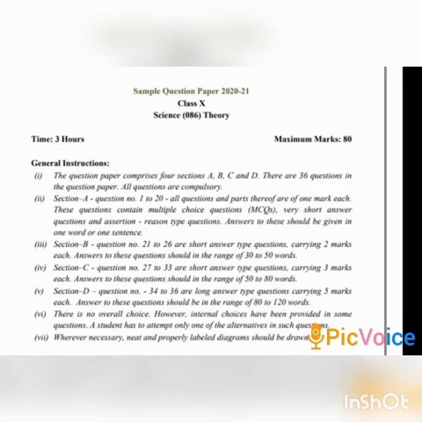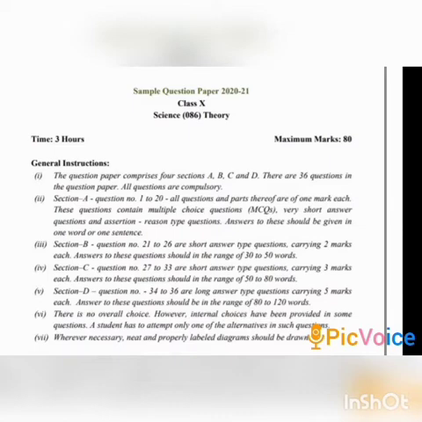Section B, short answer type 2 mark questions. Question number 21 to 26 are Section B. And Section C, that is question number 27 to 33, are short answer type questions but 3 mark questions. Section D, that is question number 34 to 36, are long answer type questions and they carry 5 marks.